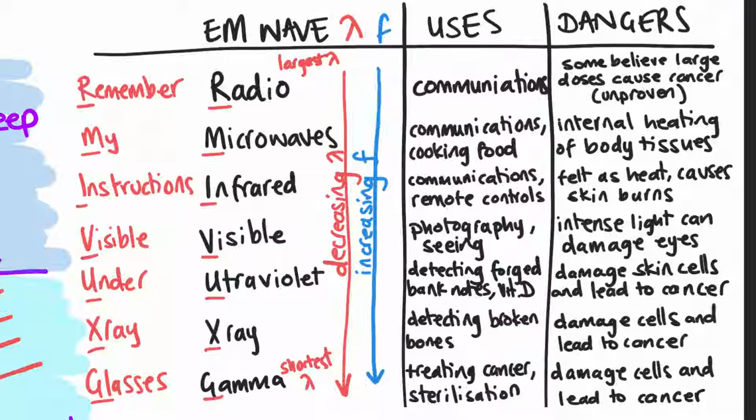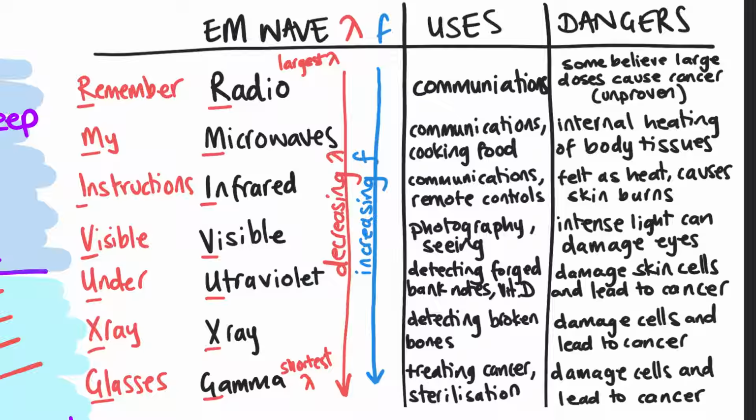Microwaves are also used in communications and also for cooking food. What happens is the microwaves cause the water molecules within the food to resonate, so they vibrate and heat up, and that causes the food to become cooked. The danger of that is that it can cause the internal heating of body tissues. Infrared is also used for communications and in things like remote controls. Anything that gives out heat is actually giving out infrared radiation. And if that heat is too intense, well, that can cause skin burns.